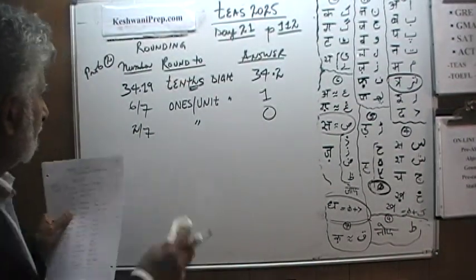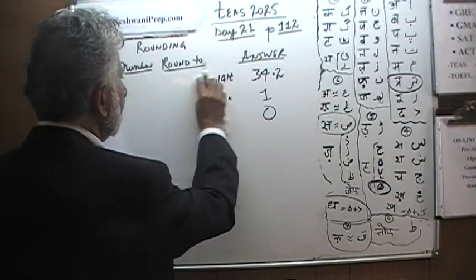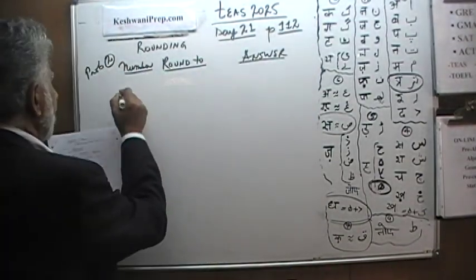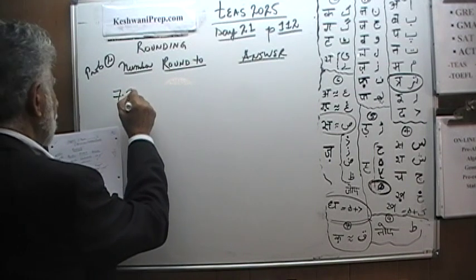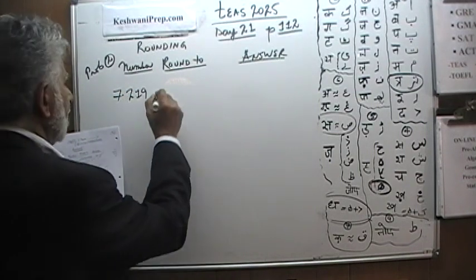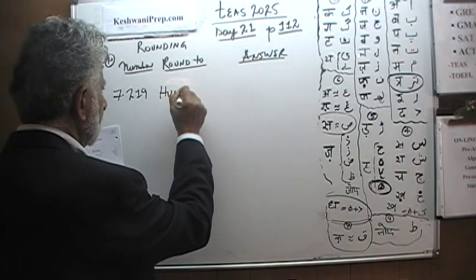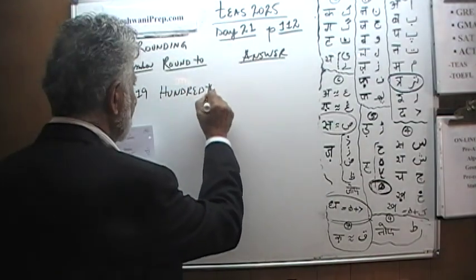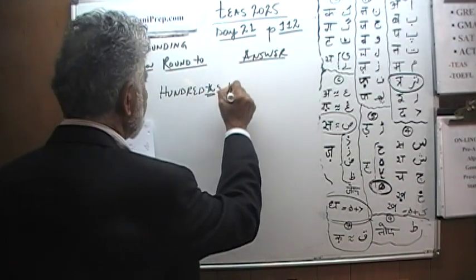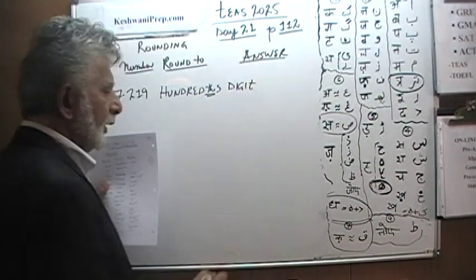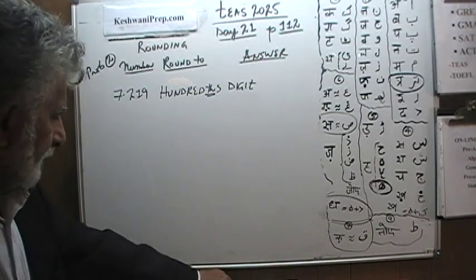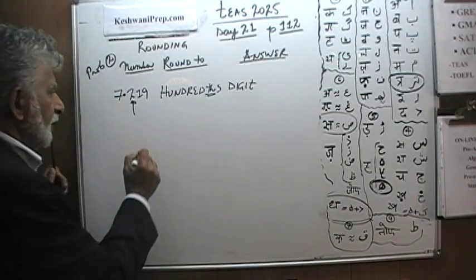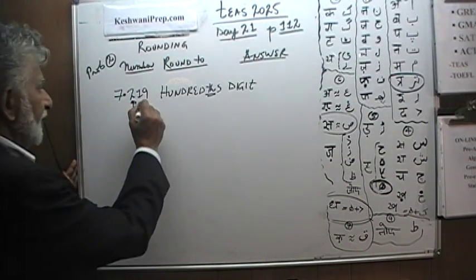Let's erase these two then. We just do 2 at a time. Oh, I didn't mean to erase the 7.219, and this time we are asked to round it to not hundred, but hundredths digit. And where is the hundredth digit? This is the 10th digit, because this tells you how many tenths we have, and this is the hundredth digit.